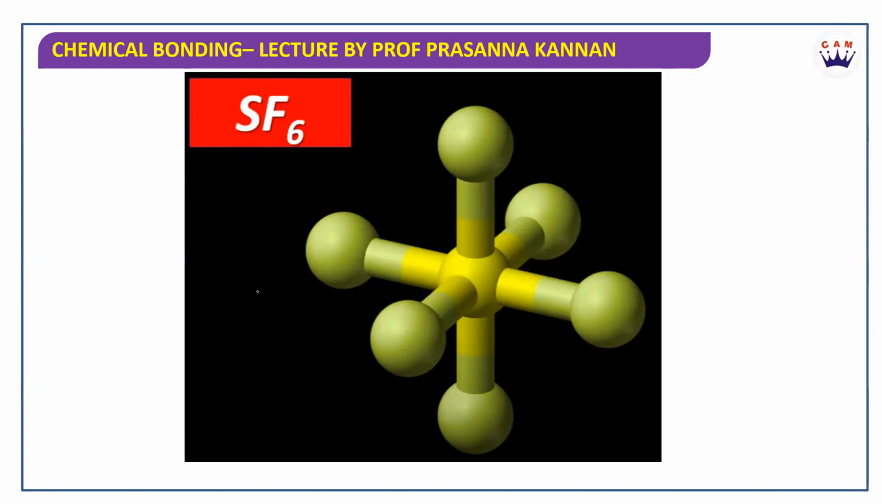SF6. Octahedral. Very good. Correct? If you see, this gives you a square here and then a pyramid, and there is one more down. In other words, this is a symmetric structure. Octahedral, 8 heads. Each one of them can be considered as a head. So what will happen if you rotate it in any direction? The molecule will look identical.